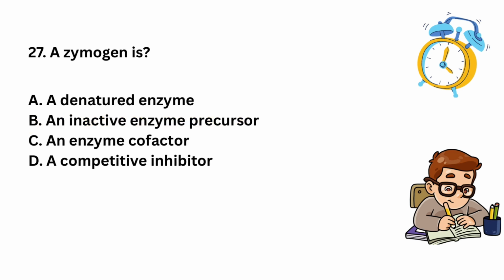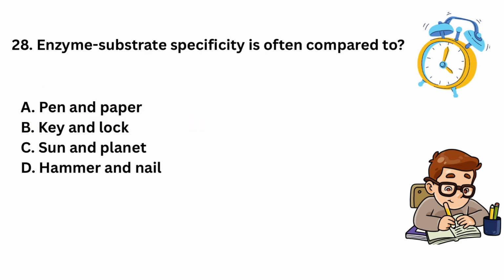Question number 27 asks, a zymogen is. The answer is B. It is an inactive enzyme precursor. The enzyme substrate specificity is often compared to. The answer is B, key and lock.